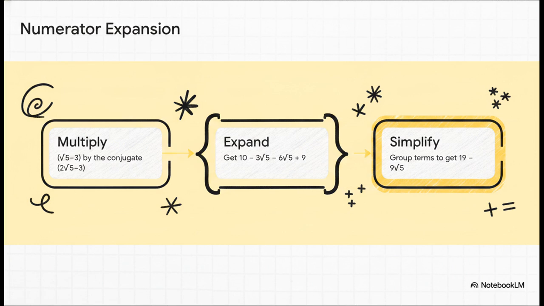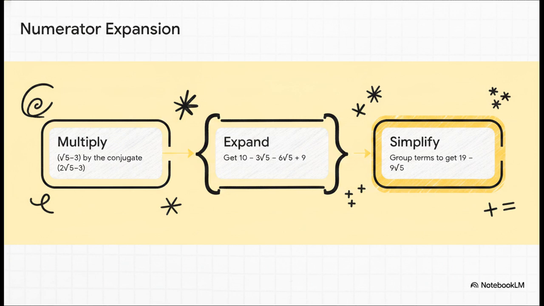Step 1, we multiply our original top, which is √5 − 3, by our conjugate, 2√5 − 3. Expanding these brackets using the FOIL method, √5 times 2√5 gives us 10. √5 times −3 gives us −3√5. −3 times 2√5 gives us −6√5, and −3 times −3 gives us positive 9. Now we just group our terms.